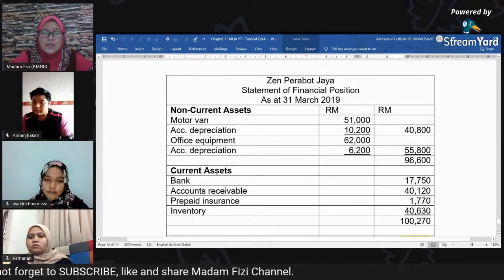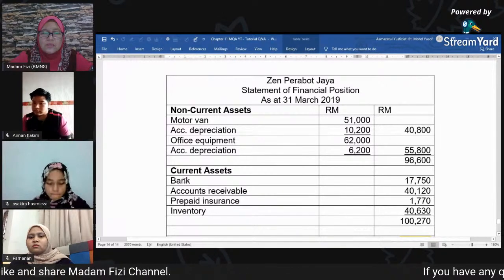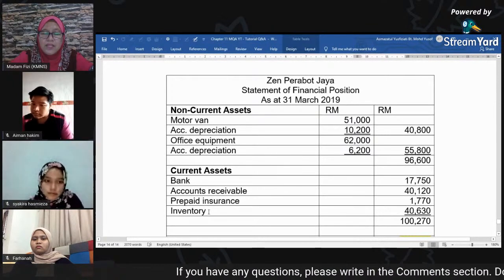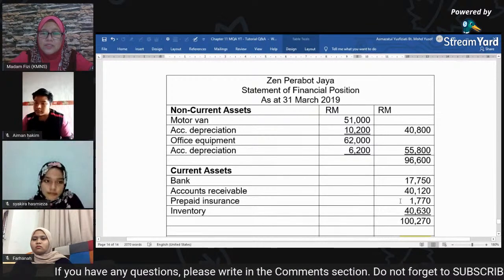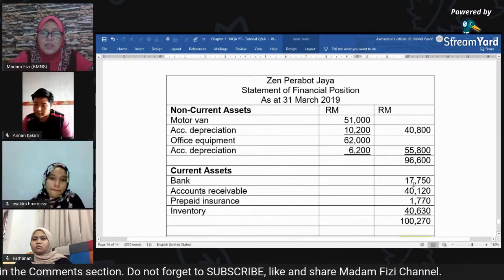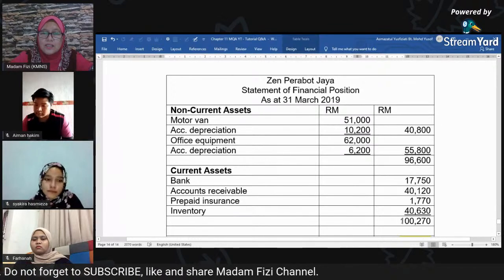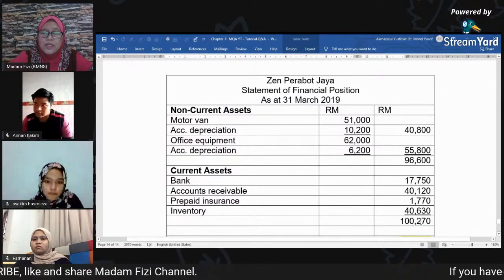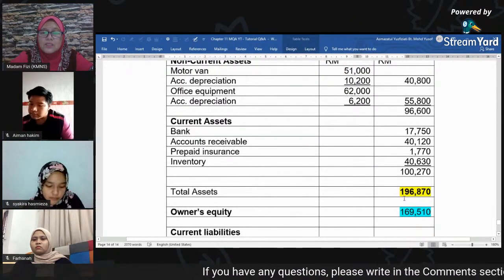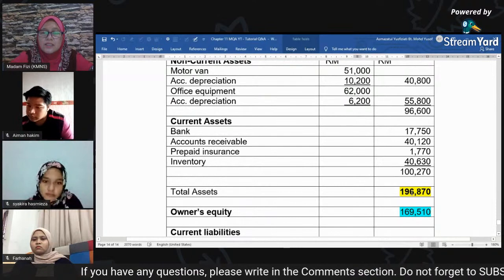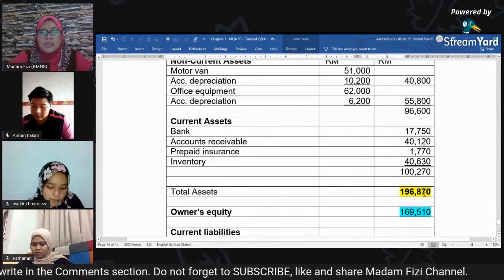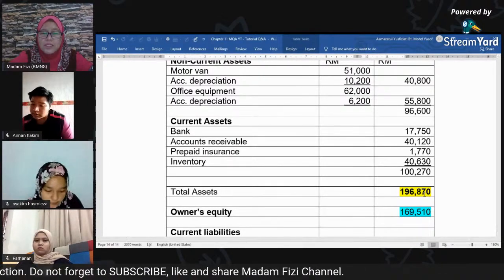For current asset, we have here bank, accounts receivable, prepaid insurance, and inventory. So this figure you get from the question. Okay, that is the closing amounts. So the current asset is 100,270. So the total asset is 196,870. Okay, next is owner equity and liability.